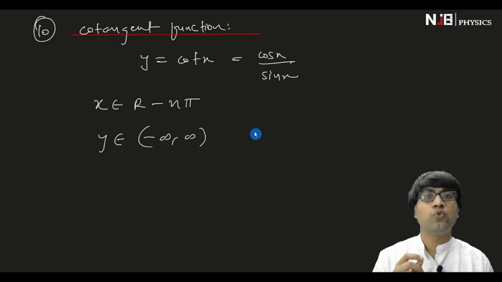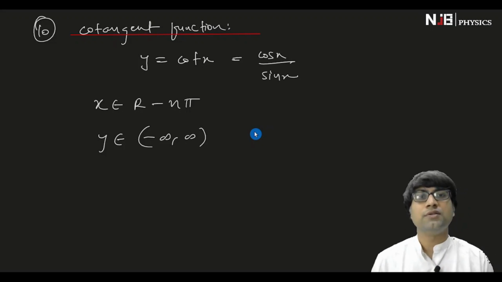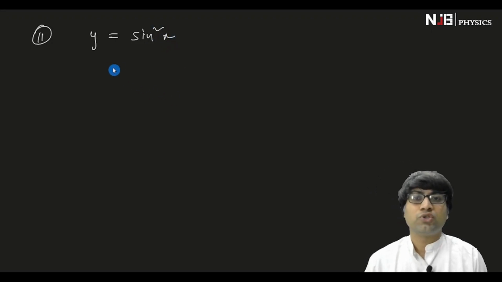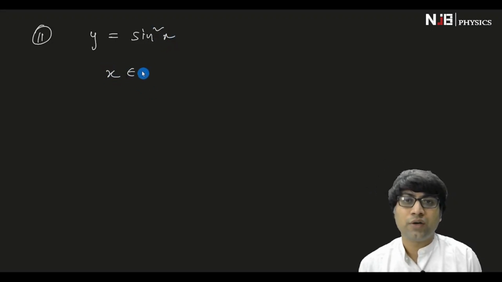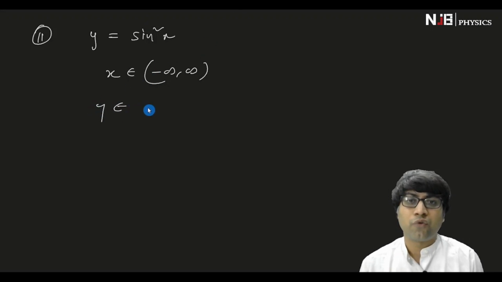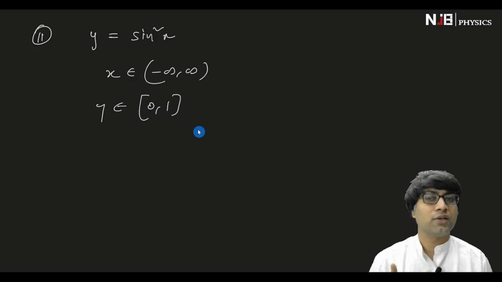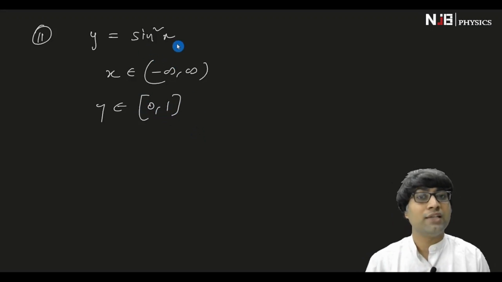Now we are going to talk about one special function which is very useful in certain situations in physics. And that function is y equal to sine square x. So what is the domain of this function? The domain of this function is going to be from minus infinity to plus infinity, and the range of this function, that means all values that y can take, is going to be from 0 to 1. Of course, it cannot be negative, and the maximum sine x can go is 1. Therefore, the maximum value of sine square x is going to be 1. So this is the domain and range of sine square x.